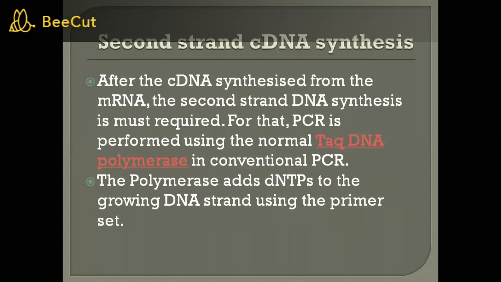Then next, second strand cDNA synthesis. After the cDNA is synthesized from the mRNA, second strand DNA synthesis is required, because we require a double stranded cDNA molecule. For that, PCR is performed using the normal Taq DNA polymerase as in conventional PCR, so that the complementary strand to that particular cDNA molecule will get formed and we can get the double stranded cDNA molecule. The polymerase adds dNTPs to the growing DNA strand using the primer set.